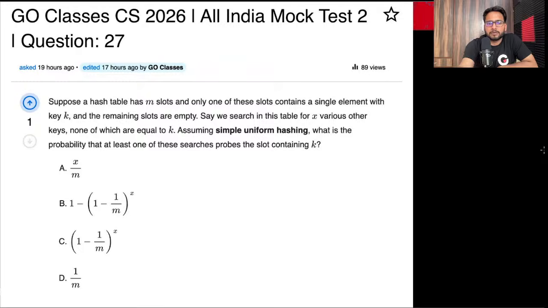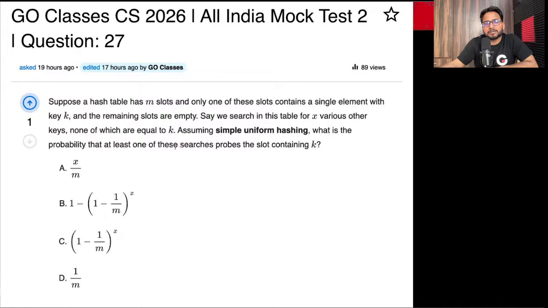Now let's move to this question. This question is related to hashing and a bit related to probability also. It's a mixed hashing and probability kind of question. GATE also asks these questions. So let's solve it and see what the answer of this question will be.